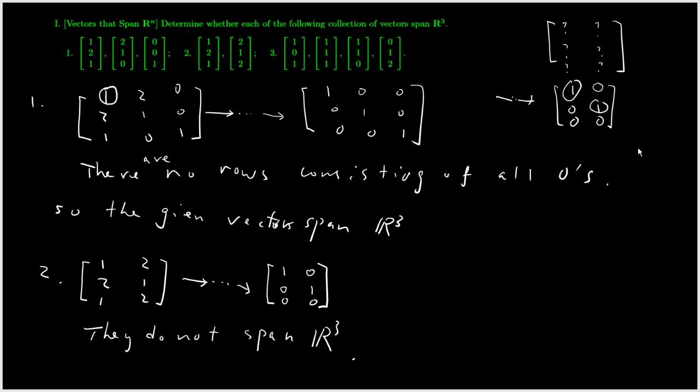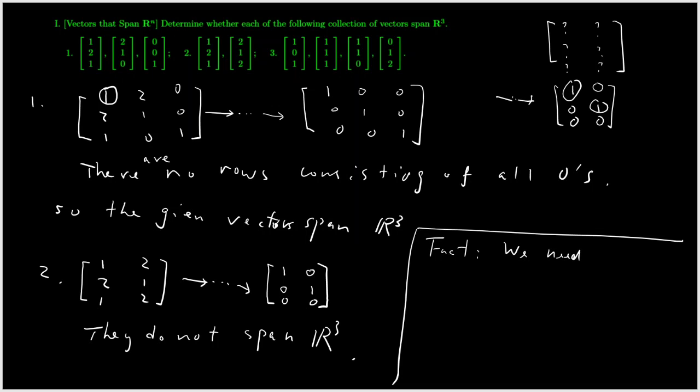So you just remember that. I'm going to summarize a conclusion. In general, we need a fact. In general, we need at least 3 vectors to span R3. I'm going to give the statement in general. We need at least n vectors to span Rn.